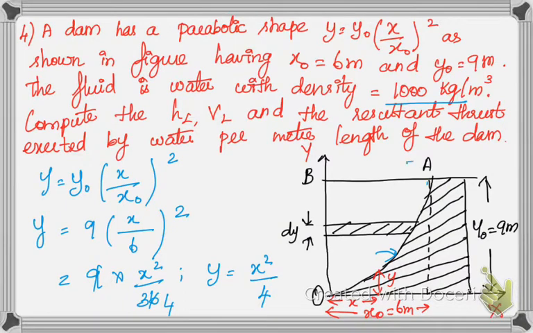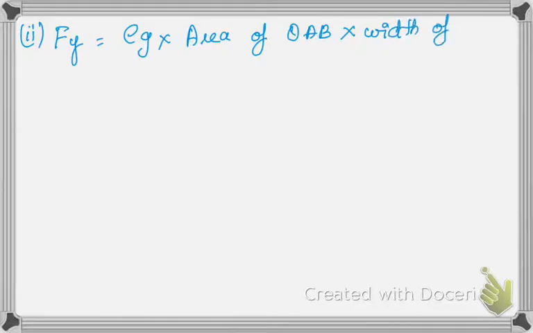So Fy is nothing but the weight of water in the portion ABO. So upon this portion, what is the weight of water that is acting on it? This is what we are going to find. So here also we know the formula, which is rho g into area of OAB into width of dam. Now if you take the area of OAB, it is very difficult to find the complete area.